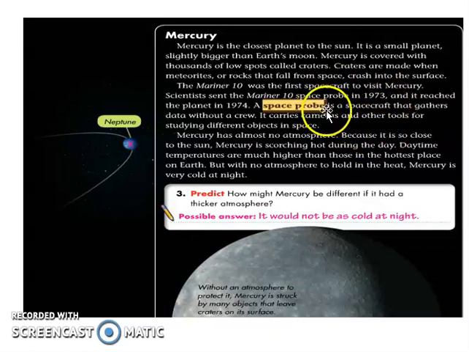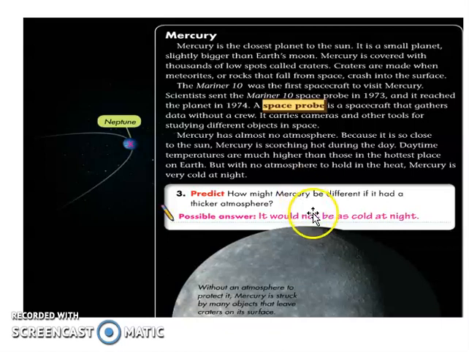What does it do? A space probe is a spacecraft that gathers data without a crew. Crew means people or person. It carries cameras and other tools for studying different objects in space. So they take some rocks and objects in Mercury to study. So a space probe is just a spacecraft without a human inside it. Mercury has almost no atmosphere because it is so close to the sun. Mercury is scorching hot at day, and at night it is super freezing cold.